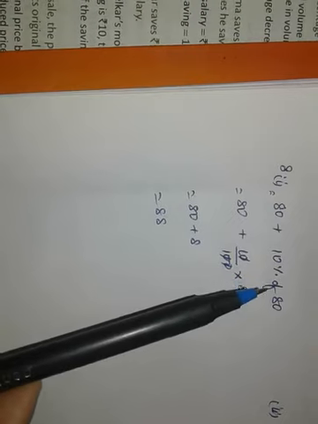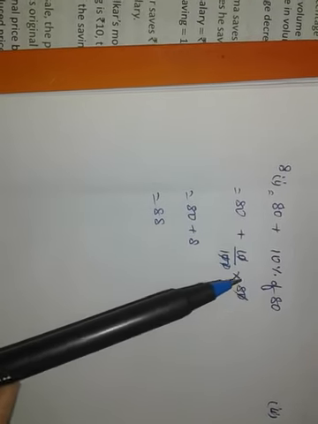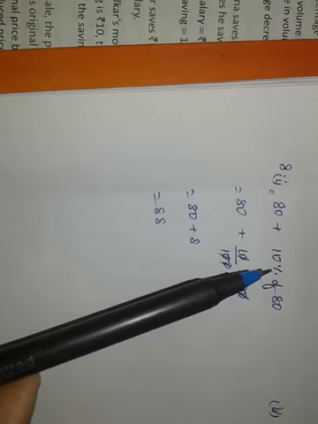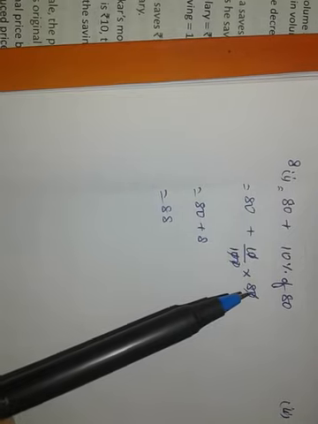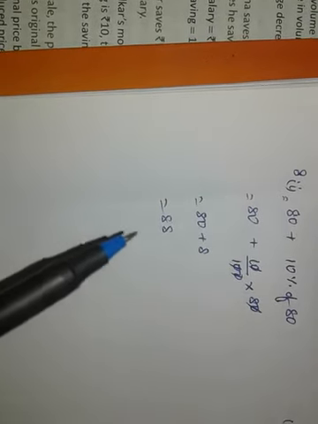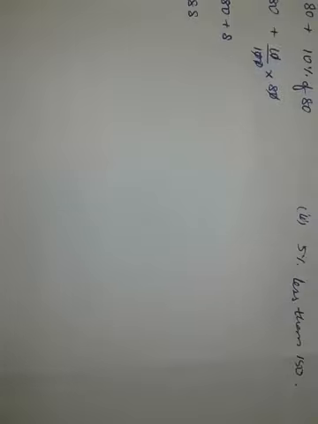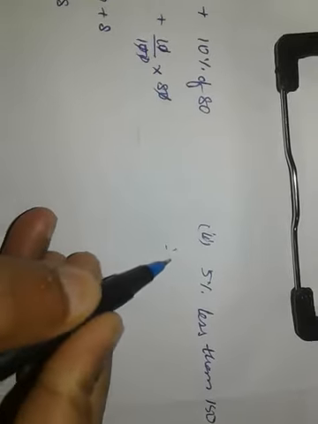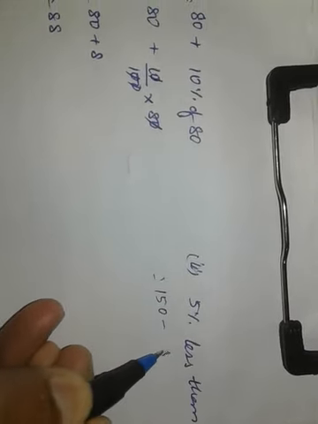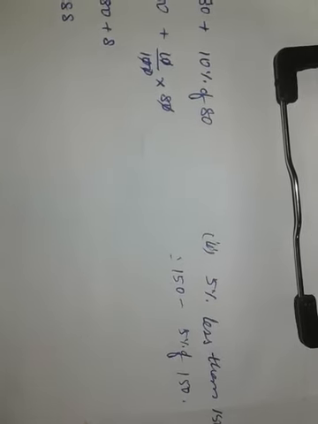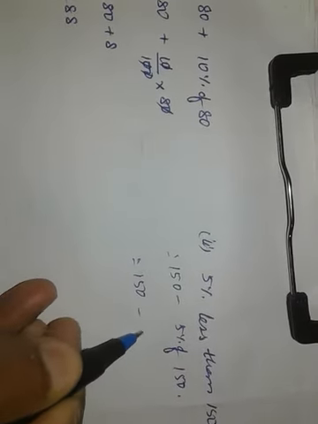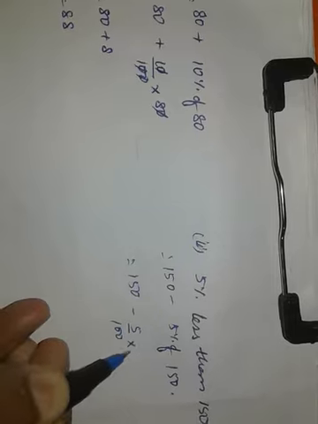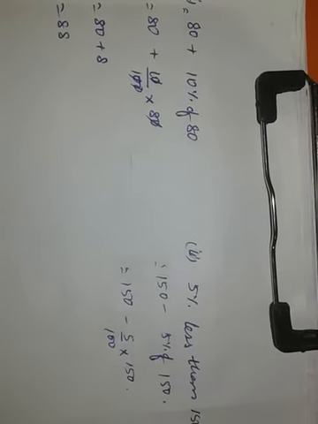So how do we solve this question? First of all, we find the 10% of 80. First we change this 10% into a fraction, 10 by 100 into 80. Now we cut 0 and 0, and we are left with 8 only. 80 plus 8, that is 88. So like this we have to solve this question. Now 5% less than 150. So how do we go? Here it is very easy. We have to subtract 5% of 150. Here we go with 150 minus 5 by 100 into 150, isn't it?